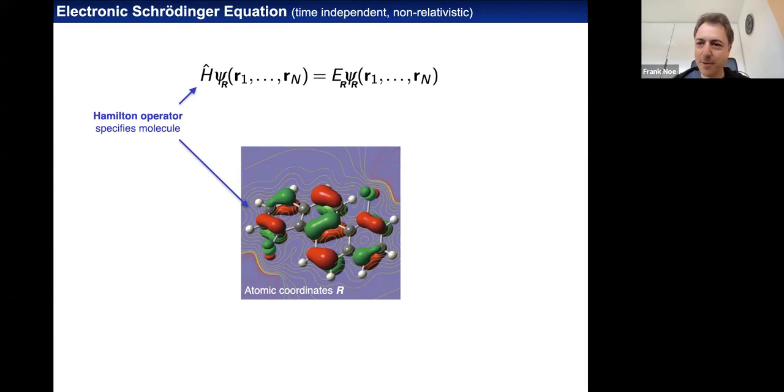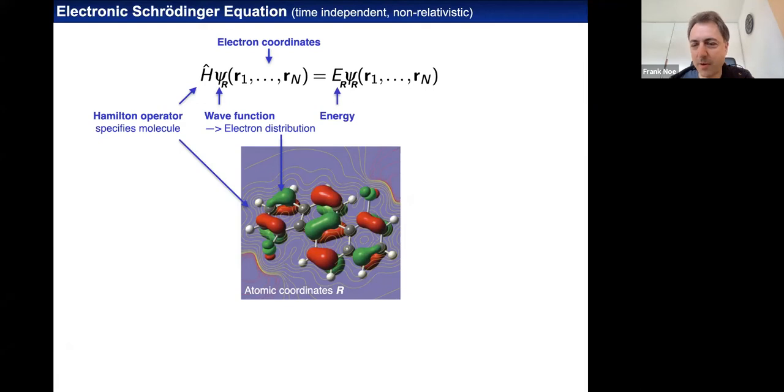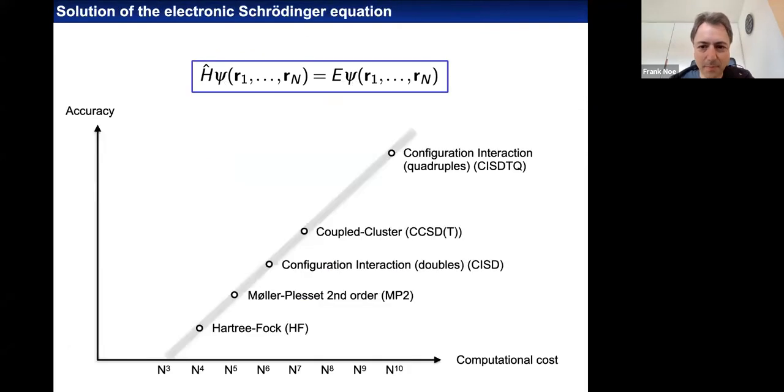And basically what we have here is we have to solve an eigenvalue problem. So we have a Hamilton operator which determines what system we have, so which electrons and protons are interacting in our molecule. And we're looking for the wave functions, so the eigenfunctions of this eigenvalue problem, and the energies, which are the eigenvalues. And for now, as I said, just the ground state.